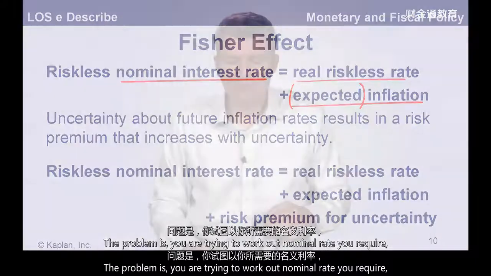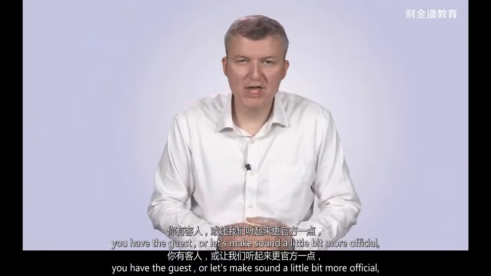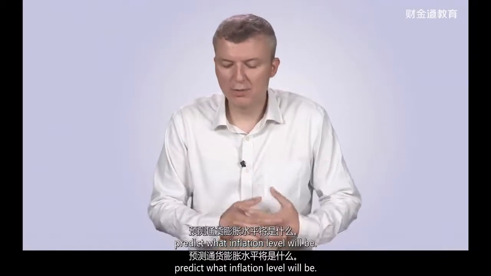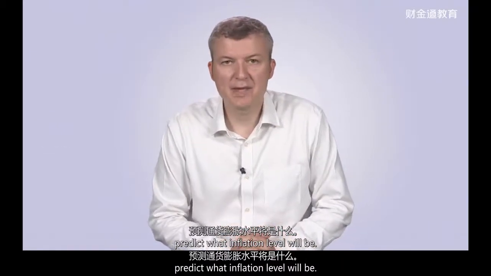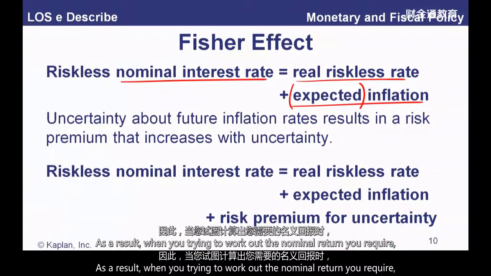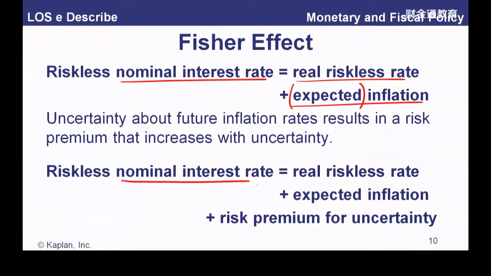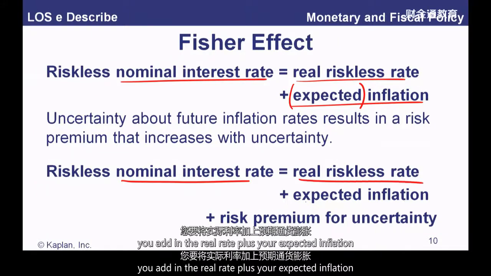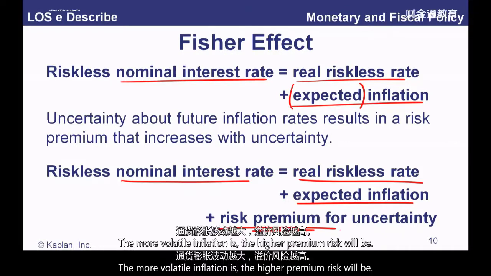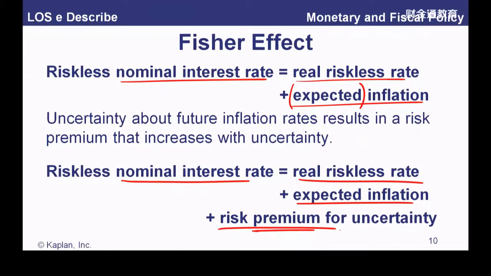The problem is, if you're trying to work out the nominal rate you require, you have to guess, or let's make it sound a little bit more official, predict what inflation levels will be. There is clearly uncertainty about those future inflation rates. As a result, when you're trying to work out the nominal return you require, you'll add in the real rate plus your expected inflation plus a risk premium for the uncertainty surrounding that inflation. The more volatile inflation is, the higher that risk premium will be.